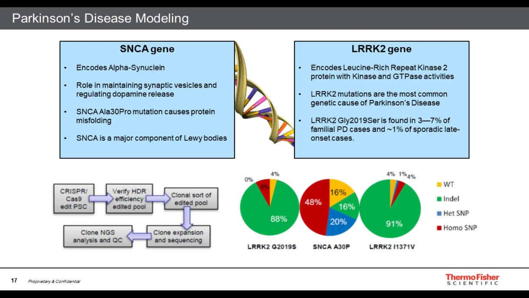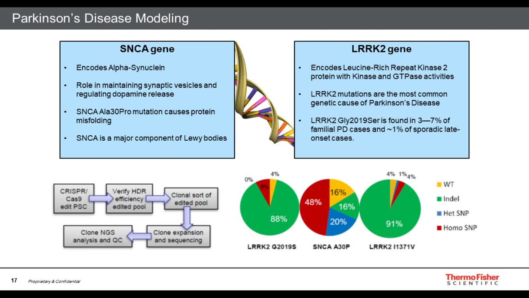Many mutations that are common among Parkinson's patients occur in the genes for alpha-synuclein and LRRK2. The alanine 30 to proline mutation in alpha-synuclein leads to protein misfolding, and misfolded alpha-synuclein is a major component of the Lewy bodies found in degenerating dopaminergic neurons upon autopsy. LRRK2 mutations are the most common genetic cause of Parkinson's disease, and the glycine 2019 to serine mutation is found in many familial Parkinson's cases and also about 1% of sporadic cases.